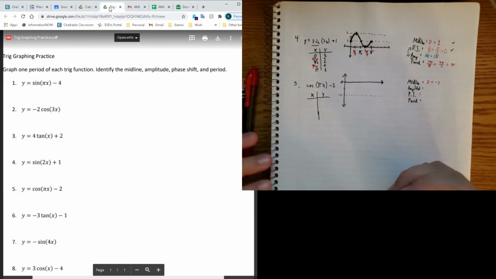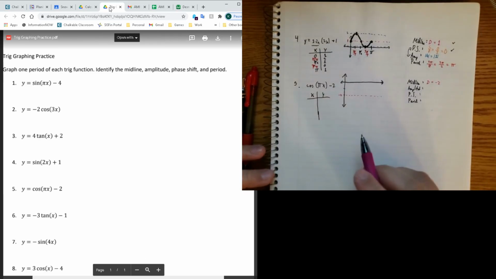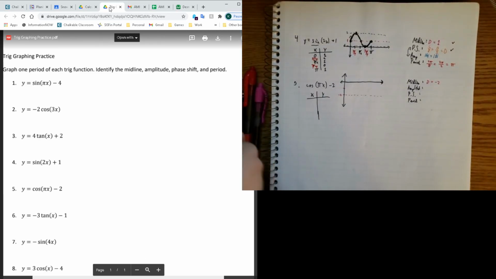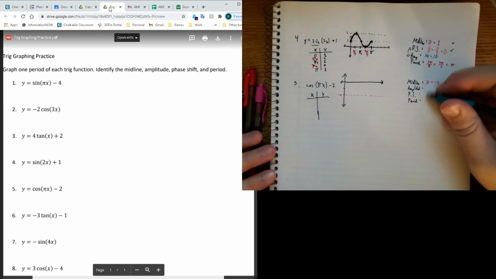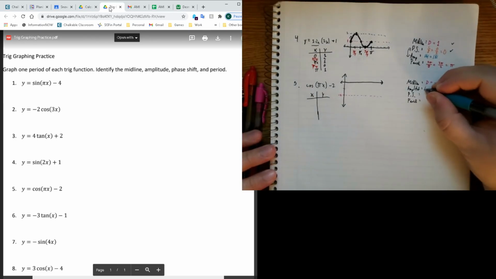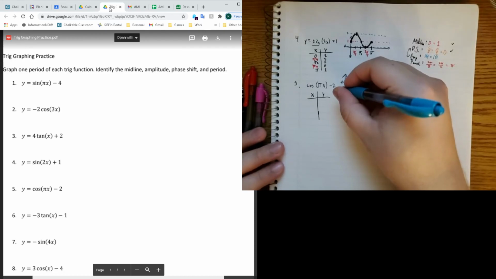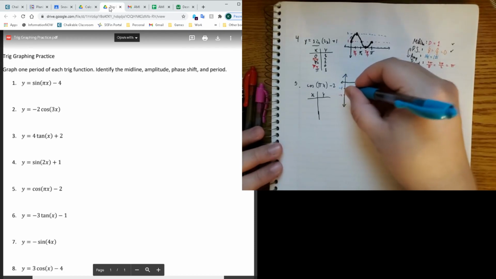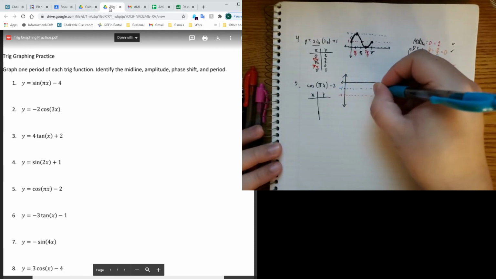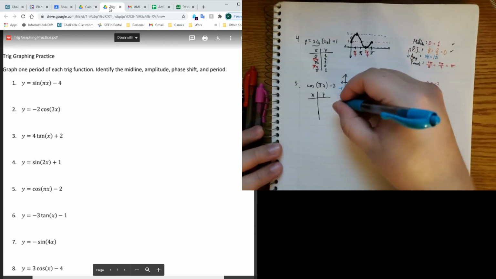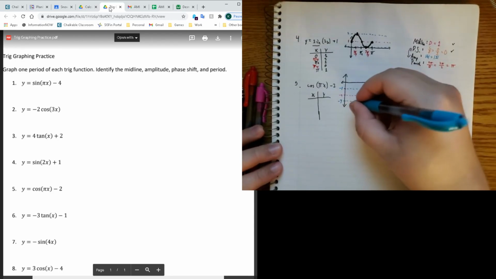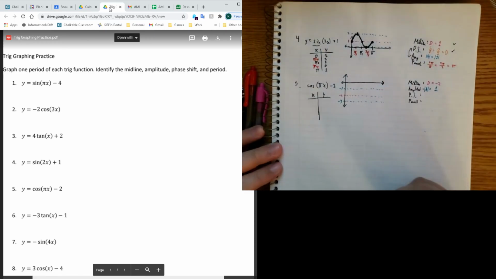Okay. Now, it says we need to go to the amplitude next. Amplitude is how far we go up or down from the midline. That is my A value. If there isn't a number out front, a coefficient, we assume that coefficient is a 1. So this means I need to go up 1, so up here to -1, and down 1, so down here to -3. Looking good.